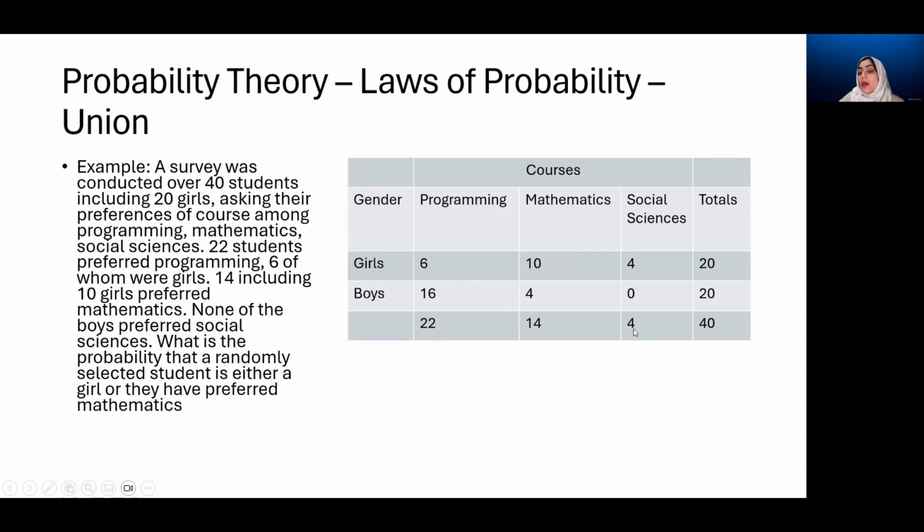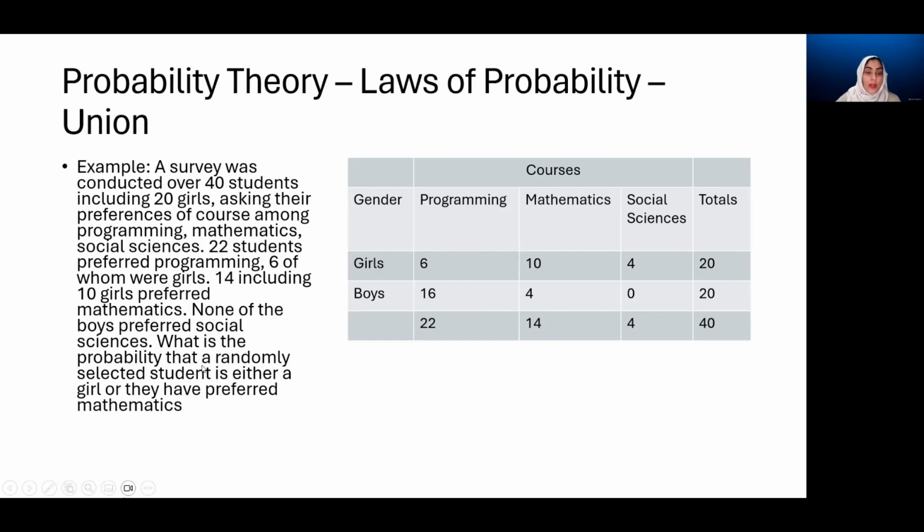And the remaining students, because now if we add these values, we get 36, and only 4 students are left. So we know that only 4 students out of the 40 total strength preferred social sciences. And we also know that none of those were boys. So we put a 0. This leaves 4 in this cell. So now when we have all of these values filled up, we can calculate the probabilities.